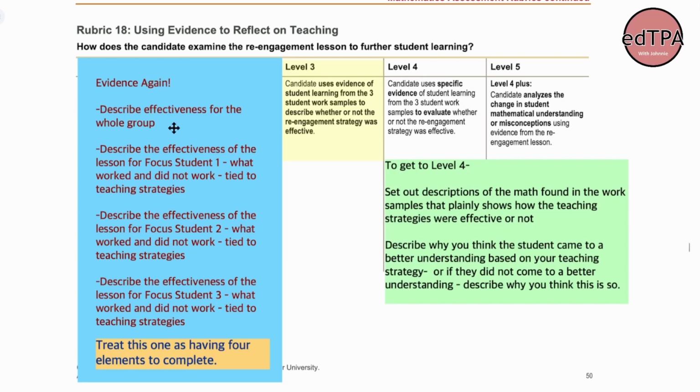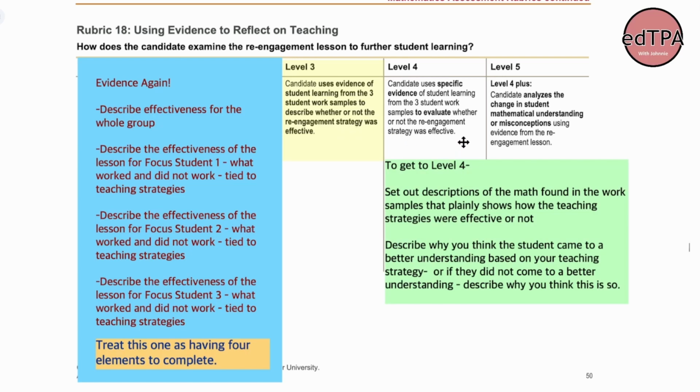I start with describing effectiveness for the whole group. And then I suggest describing the effectiveness of the lesson for Focus Student 1, what worked and did not work tied to teaching strategies. Describe the effectiveness of the lesson for Focus Student 2, what worked and did not work tied to teaching strategies. And for the last one, describe the effectiveness of the lesson for Focus Student 3, what worked and did not work tied to teaching strategies. Treat this one as having 4 elements to complete. Okay? Whole class and each of the focus students, focusing on the effectiveness of the re-engagement lesson.